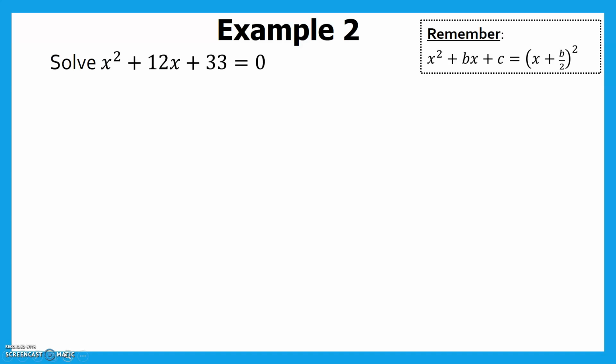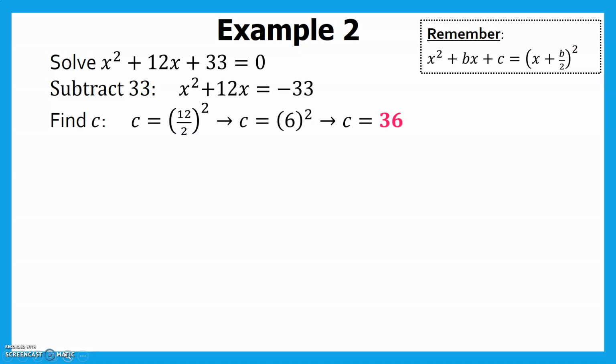All right, example 2. x squared plus 12x plus 33 equals 0. I want to get rid of that 33 first, so I'm going to subtract it from both sides to get x squared plus 12x equals negative 33. Now I'm going to find c so I can force it to be a perfect square trinomial. c is just b over 2 squared, or 12 over 2 in this case. 12 over 2 is 6, and then I square that to get 36. So I'm going to add 36 to both sides of that equation, and that's what it will look like.